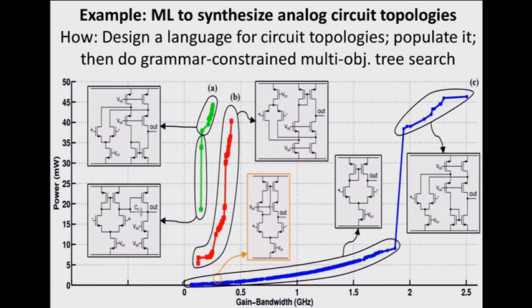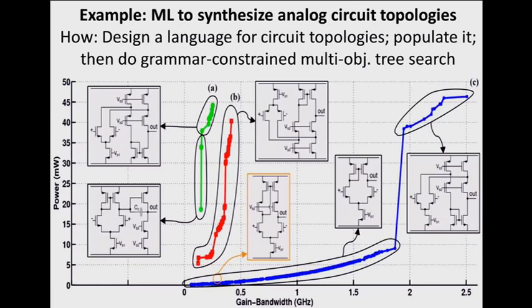And then what I did was I actually went through the 3 or 4 major analog design textbooks, and I populated this language with every circuit in all these analog design textbooks. So then in the end, I had a language for analog circuits, and I used genetic programming once again to search through this language to come up with optimal topologies.